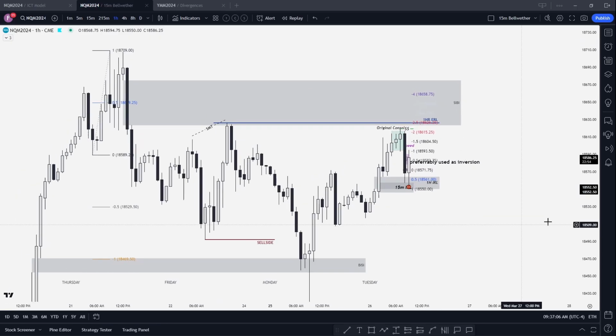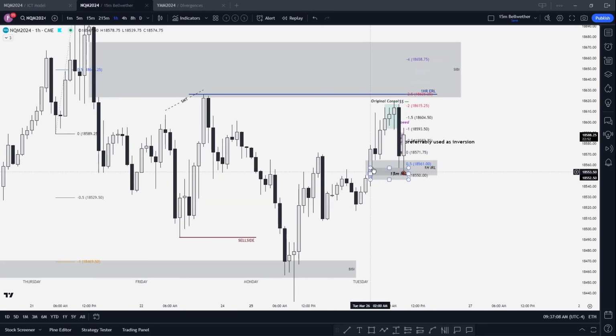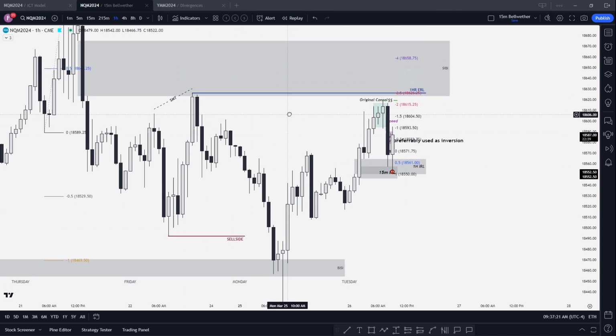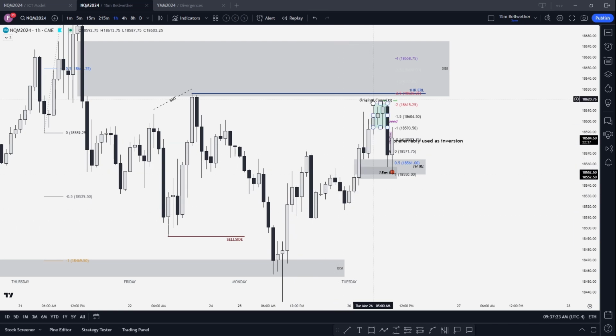Nasdaq daily bias was bullish, going from internal range to external range at the buy side from Friday. Bias is bullish in the hourly. We've been holding pretty well the bullish PD arrays. Order block in here being held with a wick, and we closed above this breaker.